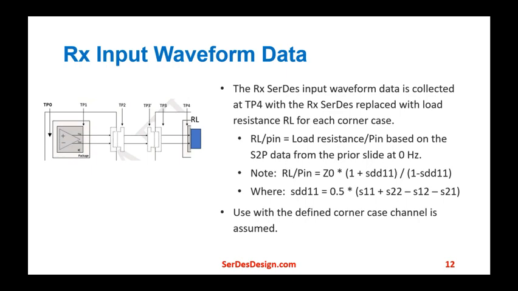The receive input waveform. The receive SerDes input waveform data is collected at TP4 with the receive SerDes replaced with the load resistance RL for each corner case. RL is the load resistance per pin, based on the S2P data from the prior slide at 0 Hz. Note that RL per pin is related to the SDD11 characteristic of the S parameters and the Z0 characteristic of the S parameters, with the user-defined corner case channel assumed.